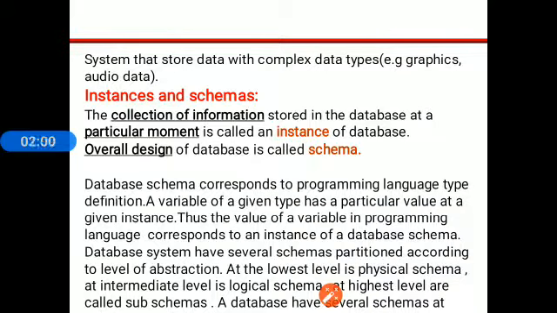At the lowest level is the physical schema, the intermediate level is the logical schema, and the highest level is called the sub-schemas. So these physical schema, logical schema and highest-level schemas are called sub-schemas. A database has several schemas at the lowest level.